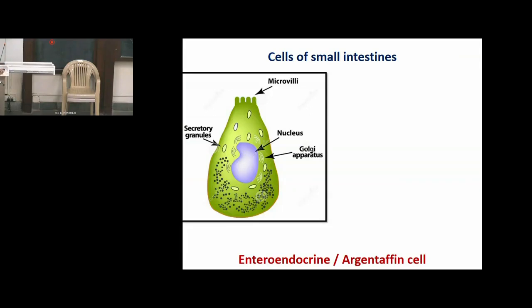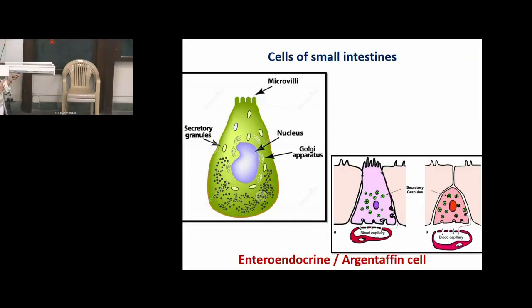Then we have enteroendocrine or argentaffin cells. What are enteroendocrine cells? They secrete hormones. How does it function? Why is it called argentaffin cells? It stains with silver stains. That's why, silver is argentaffin. That's why it is called so. There are two types. One we call the open type, and this is the closed type. So if these are the other cells, this is the enteroendocrine, also called enterochromaffin cells.